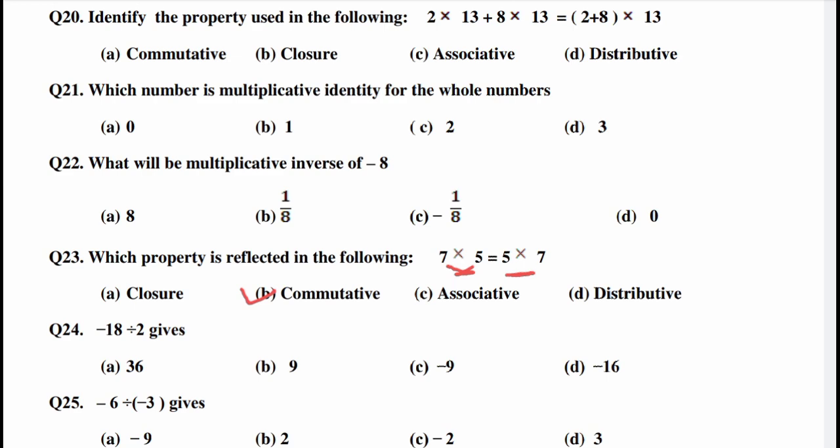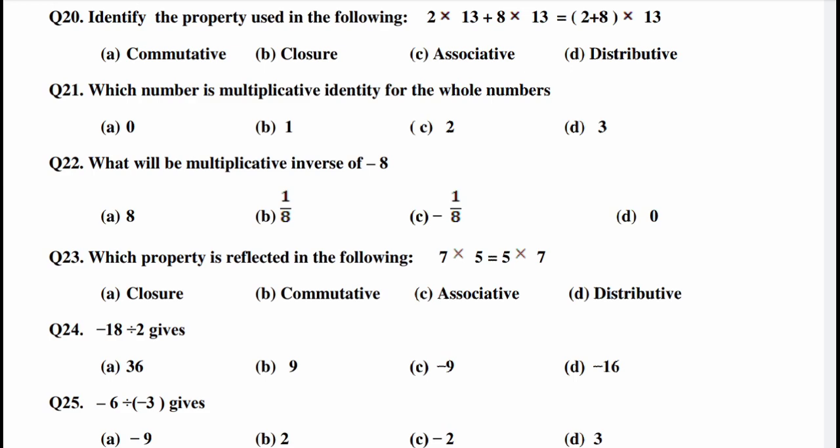Now question number 24. Minus 18 divided by 2 gives. If you divide 18 by 2, then simply you will get 9. But here one of the integers in this division is negative, so the answer is also negative. So the answer is minus 9.